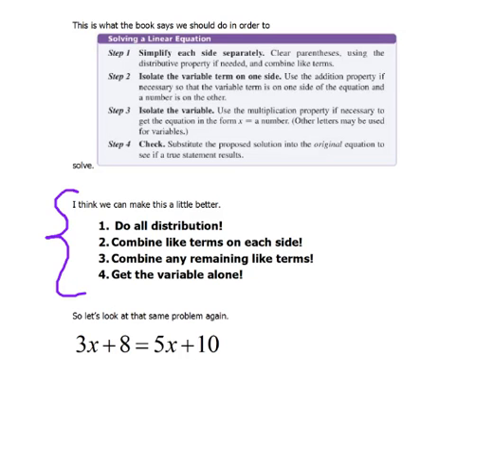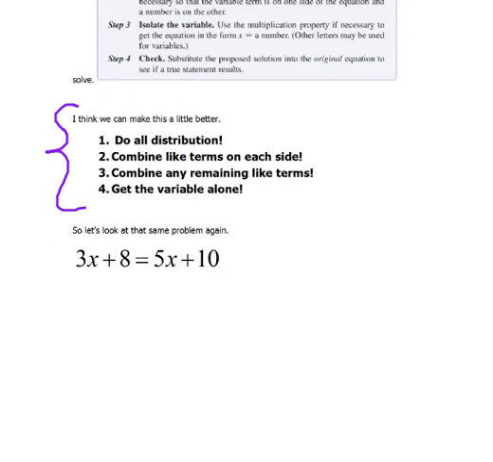Now, let's look at a problem here, and let's see if we can follow those steps and see if it makes sense. Step number 1 says do all distribution. Well, in this problem, there is no distribution to do, so we're done with that. Step 2 says combine like terms on each side. So looking here at the left-hand side, we do not have like terms to combine. On the right-hand side, we do not have like terms either, so we're done with step 2.